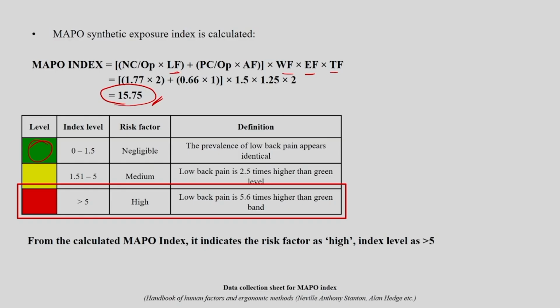If the value reduces and comes back to this level, then it is safe to work. If it is not, then you need to keep on working till it comes down. Okay, that is how you are going to use this MAPO index for evaluating or assessing manual patient handling at the hospital. Good. So, this is how you should use them.